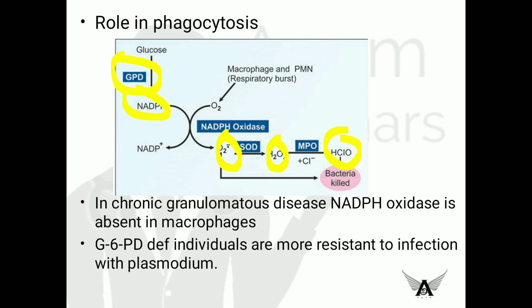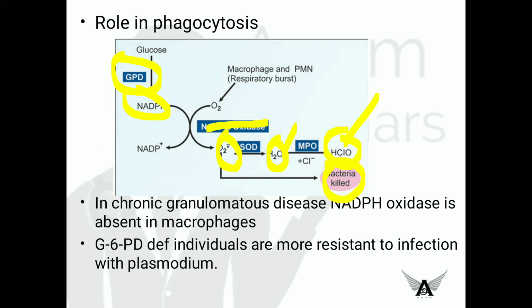Okay, in chronic granulomatous disease, NADPH oxidase is absent. So whenever this NADPH oxidase is absent, what will happen? The generation of H2O2 will not take place. Generation of HOCl, hypochlorous acid, will not take place. So normally the macrophages will ingest the bacteria, but they cannot kill the bacteria. This function is lost. Okay, understood?